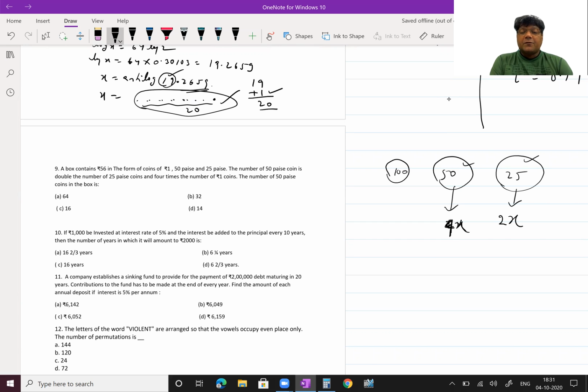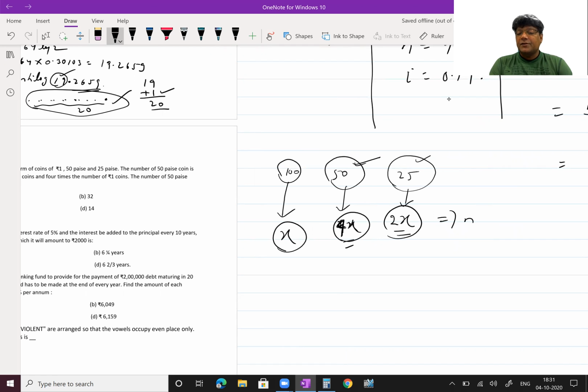The number of 50 paise coins is double the number of 25 paise coins. So the number of 50 paise coins is 4x, that is the double of the 25 paise coins, which is 2x. Now they are saying 4 times the number of 1 rupee coins. That means 4 times the 100 paise coins will be the 50 paise coins, and the 50 paise coins are 4x. So which value, 4 times, will be 4x? Obviously x. So now these became the number of coins, and these are the coin values.